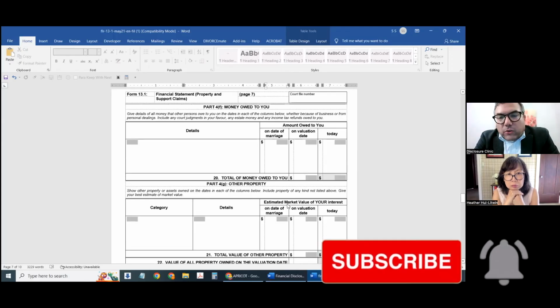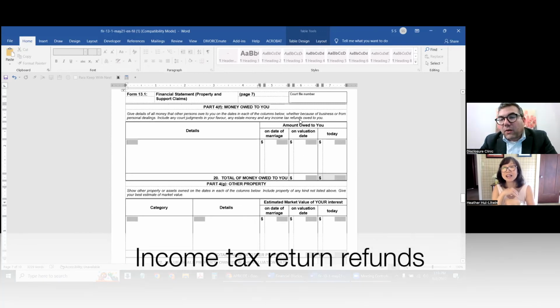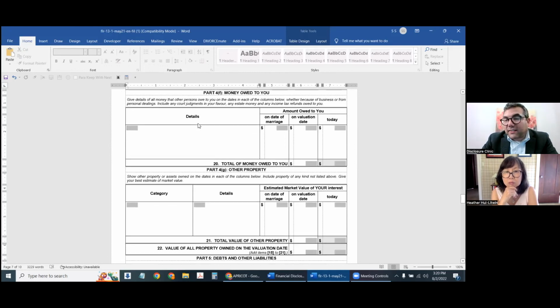Under money owed to you, the one that people usually forget or don't think about is the income tax return refunds, which could be substantial. It really depends when you separate relative to the last payment to tax or from CRA. That's something to think about. Otherwise, money owed to you is referring to debts.